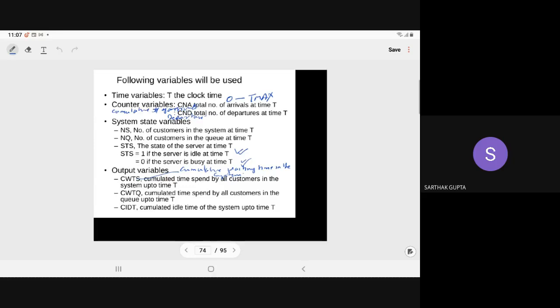Is there anything you want me to re-explain? Any variable? As per your request, I will re-explain again. But at this point of time, if you want re-explanation of any variable... I believe there is no doubt.